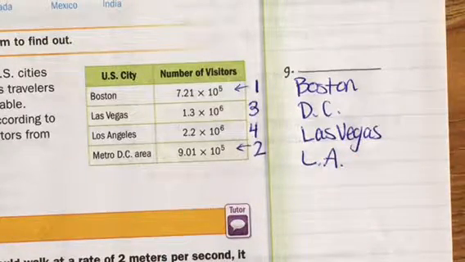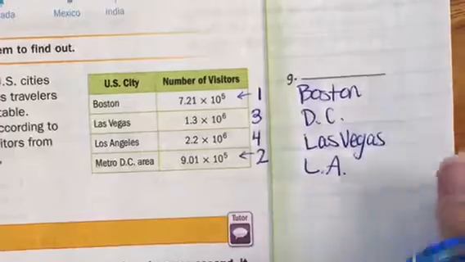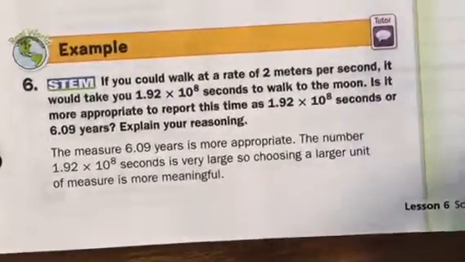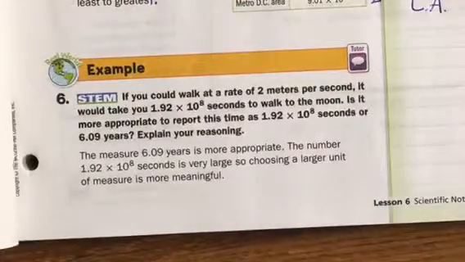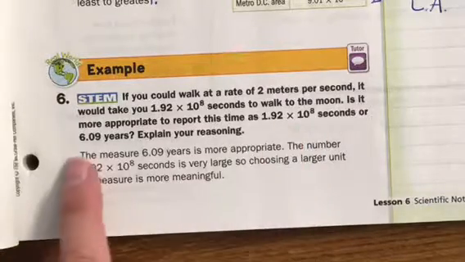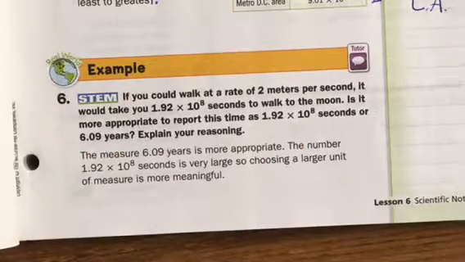Okay, last part is basically just saying what makes more sense. And these are going to have words. I believe in you and your ability to read. Okay, so it says if you could walk at a rate of 2 meters per second, it would take you 1.92 times 10 to the 8 seconds, which by the way is 192 million seconds, to walk to the moon. Is it more appropriate to write this time like this or just to say 6.09 years?